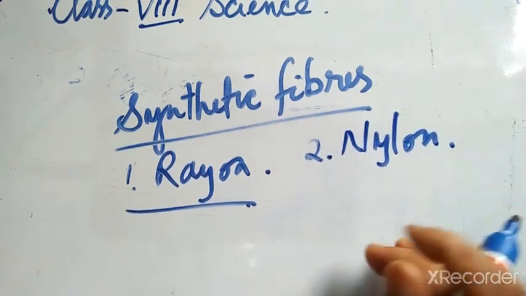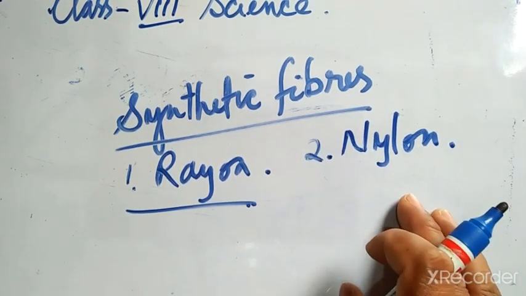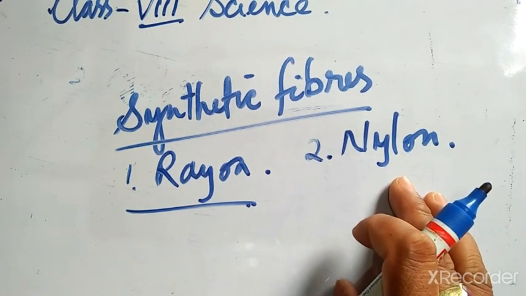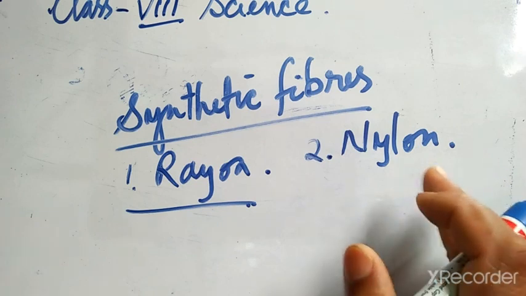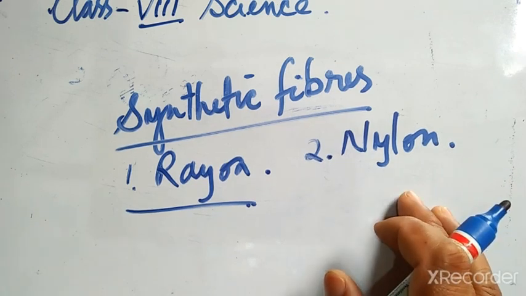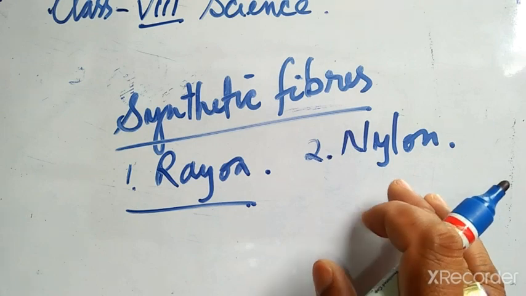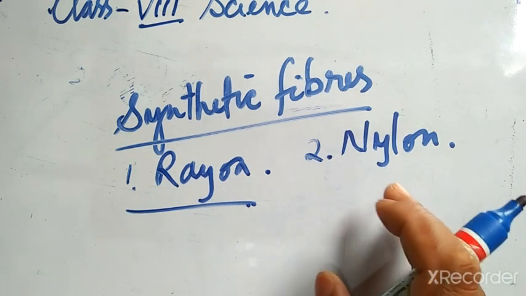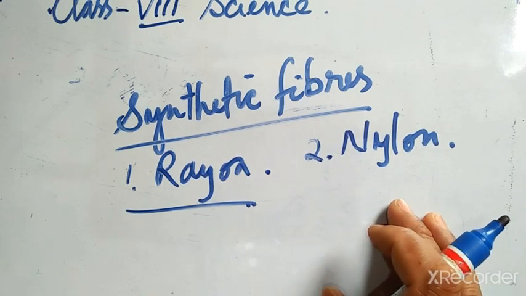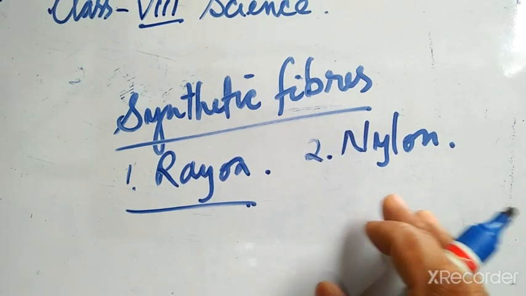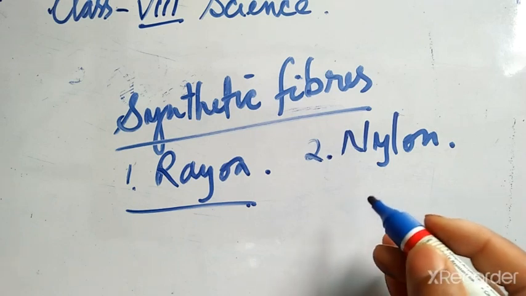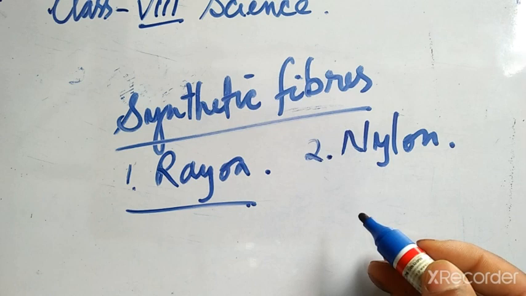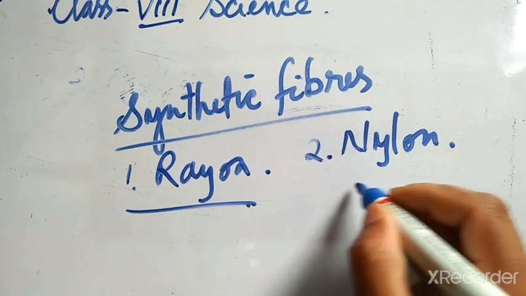And for number two, let's see nylon. Nylon is another man-made fiber, that means synthetic fiber. It was made without using any natural raw material from plant or animal. It was prepared from coal, water, and air, and it was the first fully synthetic fiber. Nylon fiber was strong, elastic, and light, and it was lustrous and easy to wash.